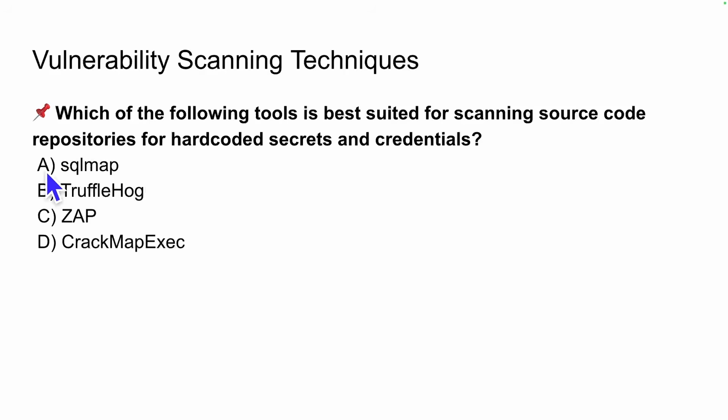SQLmap again maps relational databases. ZAP is a web application scanner that will scan web applications and provide a sitemap for you and things like that. CrackMapExec, or CrackMapExecutor, I guess, I don't even know what that is. I don't think we even covered that. So I can't imagine that would be the answer, although it might be. TruffleHog is one of the ones that I know for sure actually scans for secrets and things like that. Okay, there you go, TruffleHog.